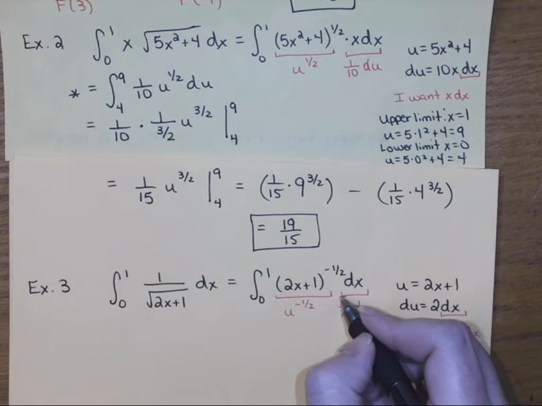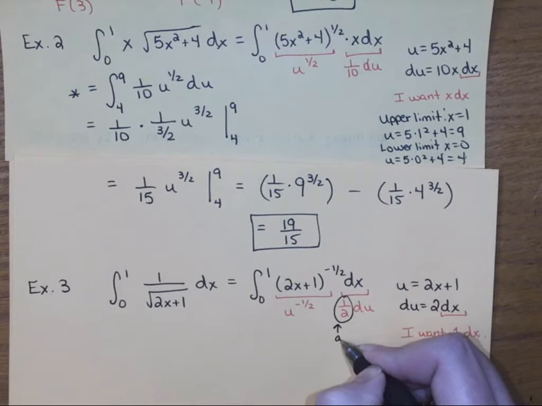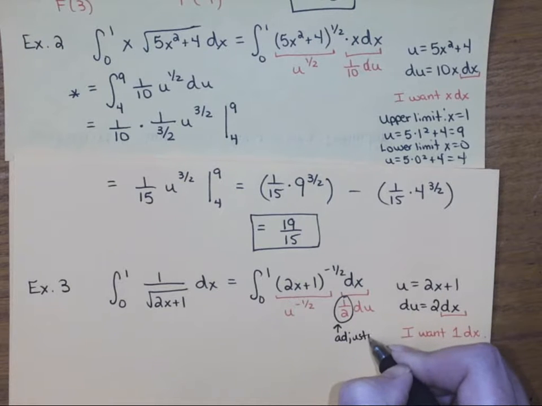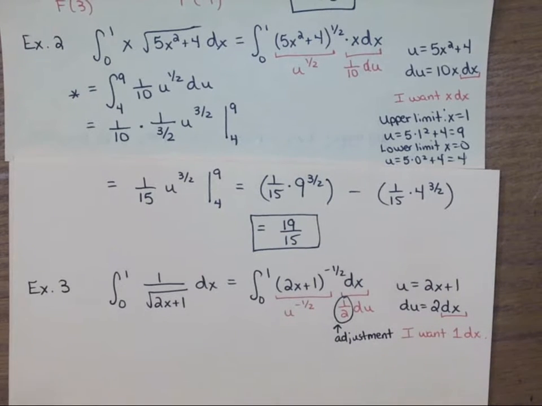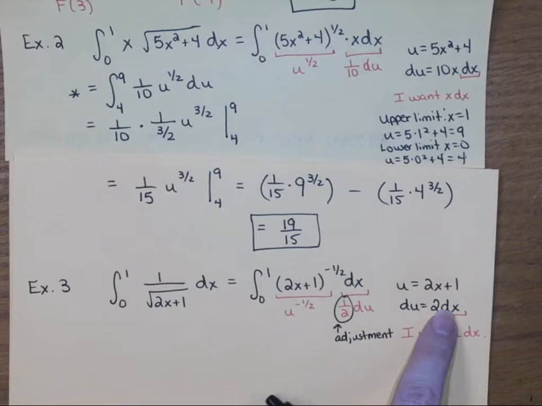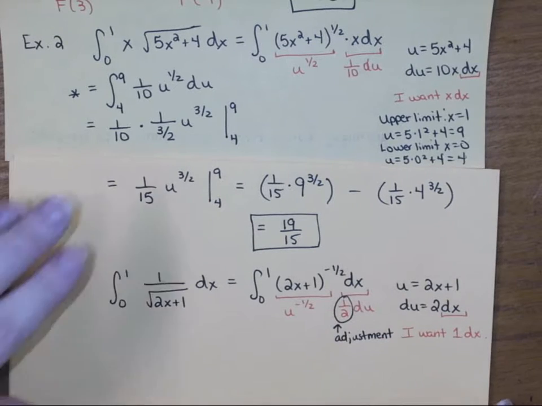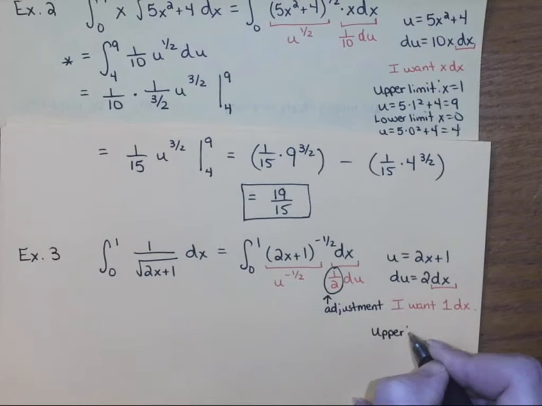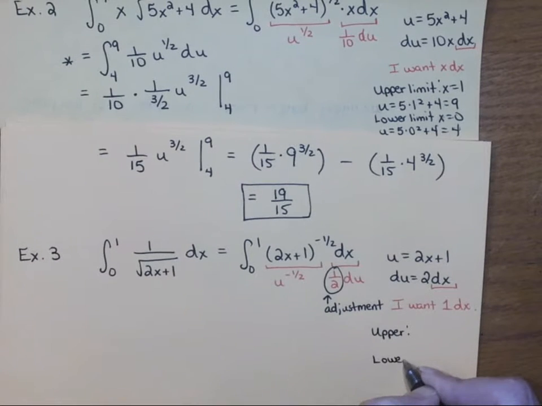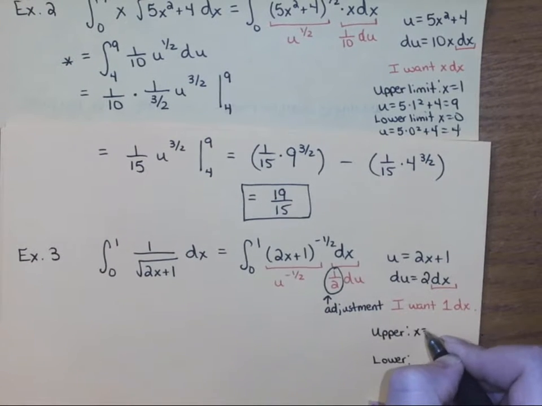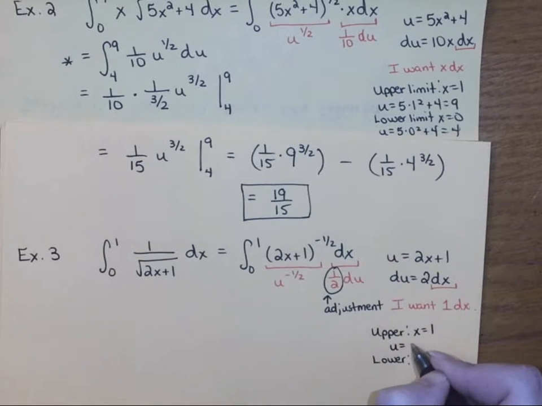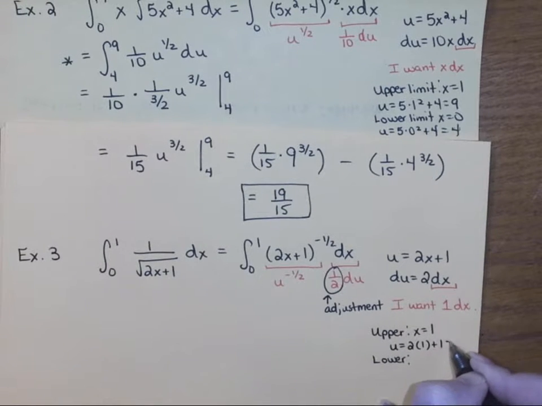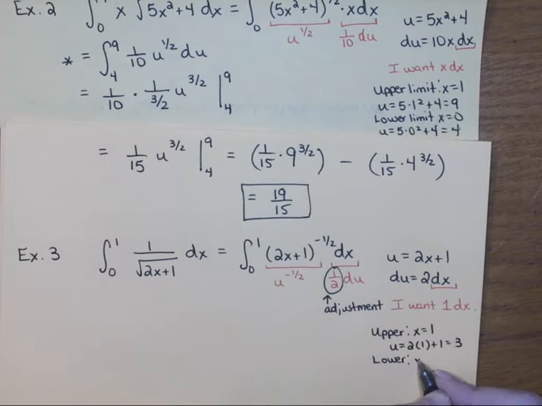Okay, notice this right here is just the adjustment. We talked about this back in 13.2. What adjustment do I need to multiply this by so that I get what I want up here so that it's perfectly represented? And then last but not least, I need new upper and lower limits. So the current upper limit is x equals 1. So if I plug that in, 2 times 1 plus 1 is 3. The current lower is 0. So if I plug that into the u equation, I'll get 1.